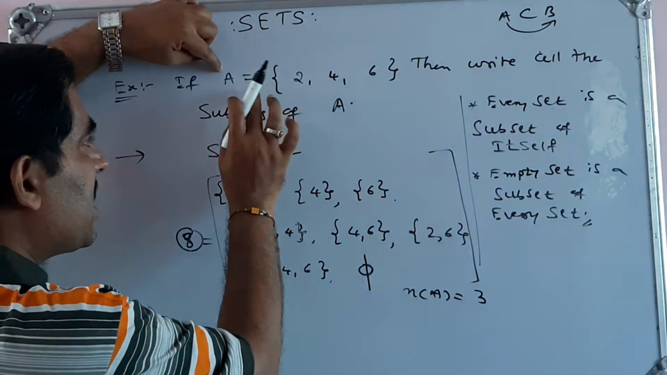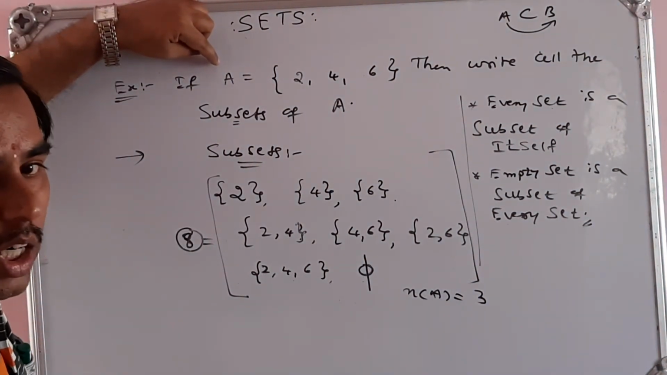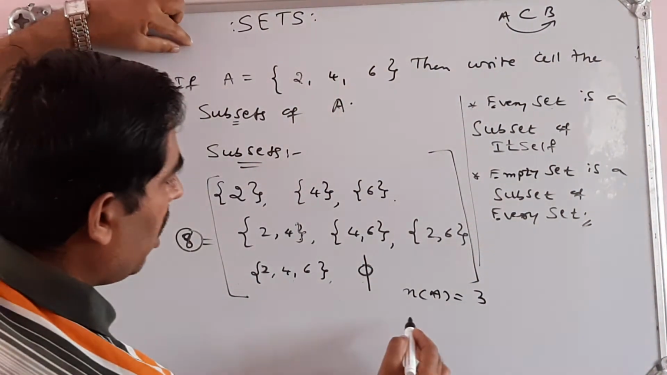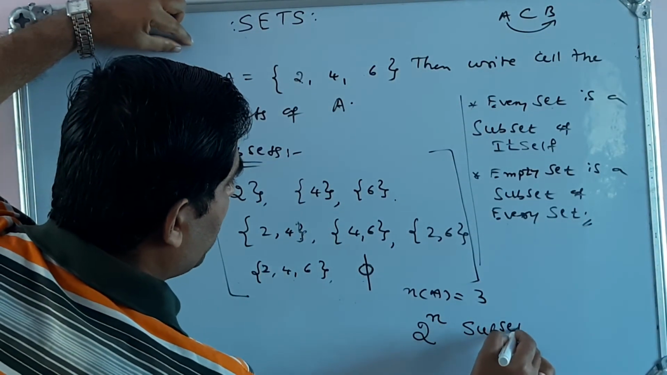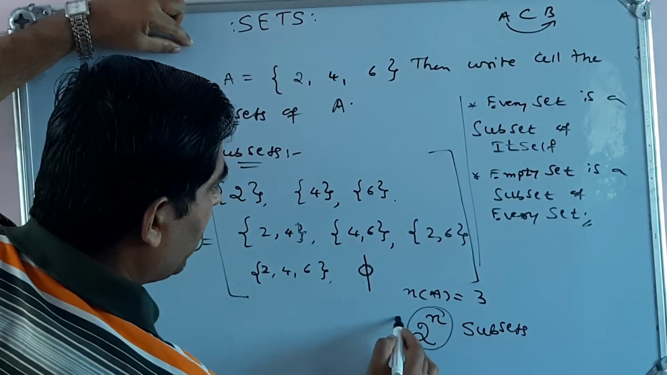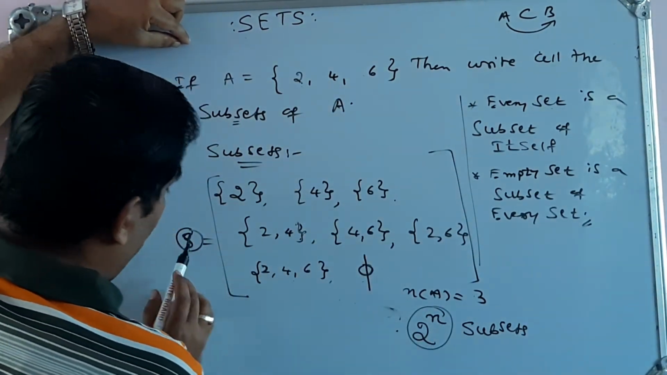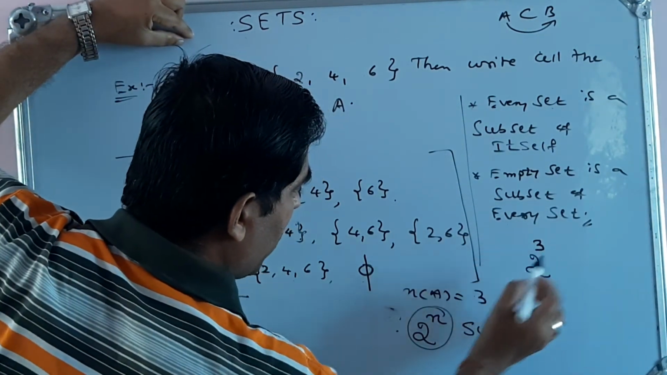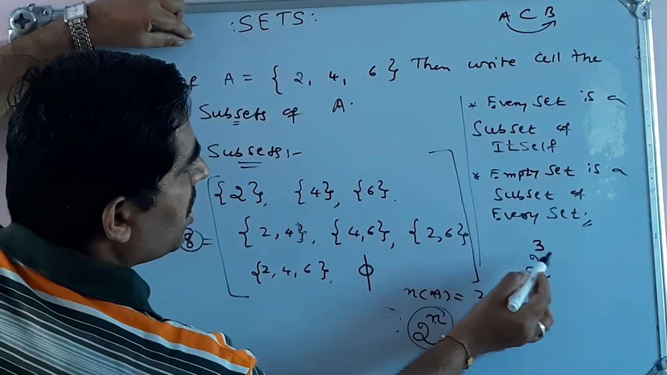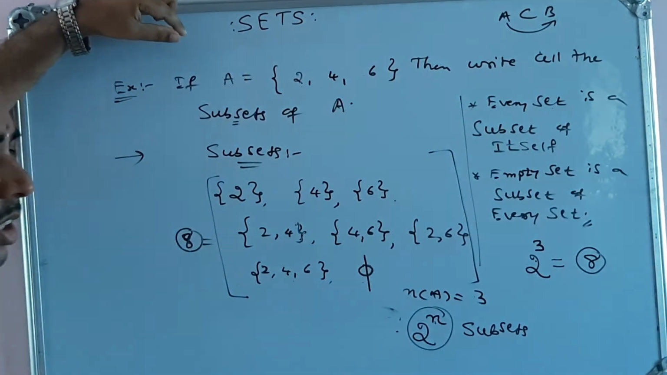So if a set is given, then the total number of subsets of a given set will be 2 to the power of n. Can you realize how it is 2 to the power of n? Here the number of elements is 3, and I got 8 subsets. So it is 2 to the power of n, where n is the number of elements, which is 3. 2 cubed means 2 into 2 into 2, that I will get 8.